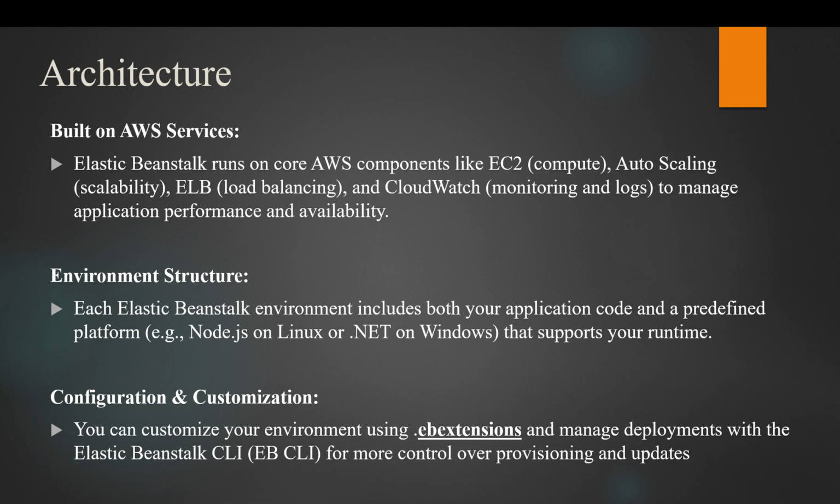Architecture built on AWS services. Elastic Beanstalk runs on core AWS components like EC2, auto scaling, ELB, which is called elastic load balancing, and CloudWatch, to manage the application performance and availability. Environment structure: each Elastic Beanstalk environment includes both your application code and a predefined platform like Node.js, Linux, or .NET that supports your runtime.